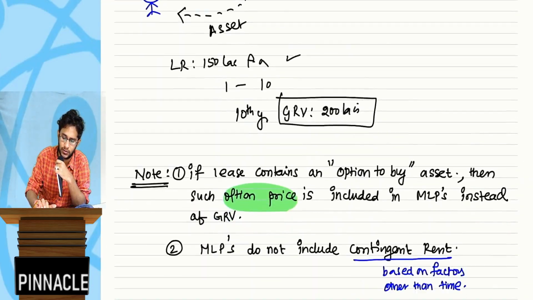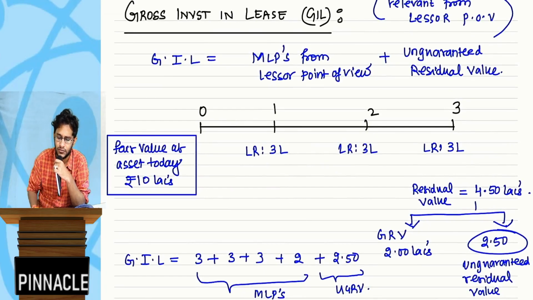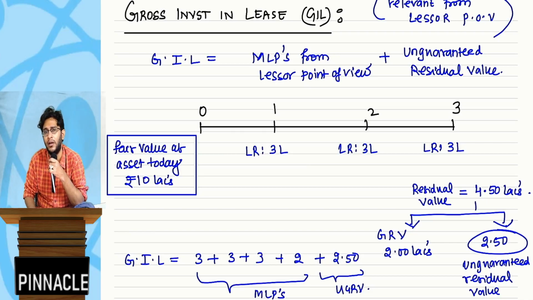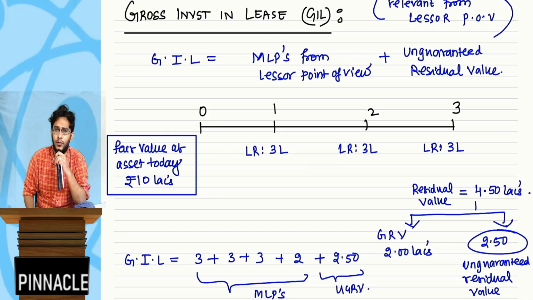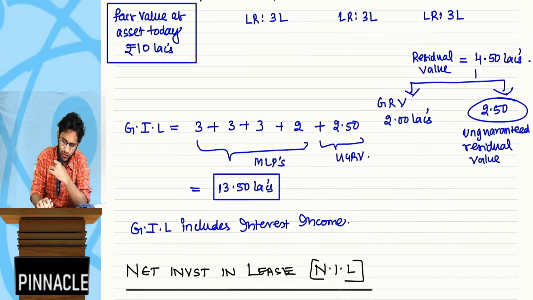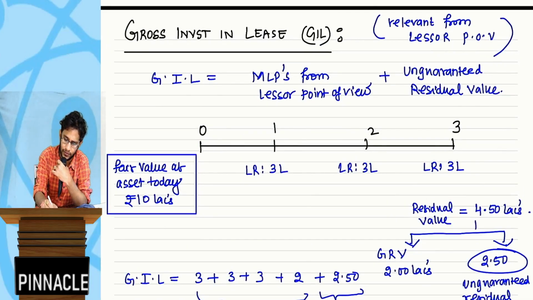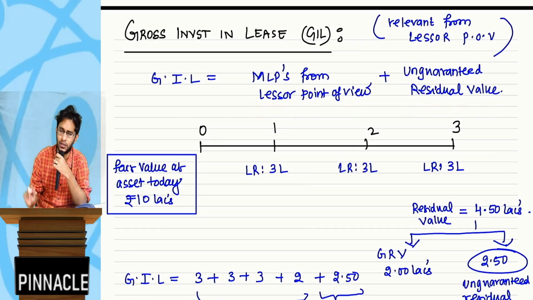Next we discussed one concept called GIL, gross investment in lease. GIL is defined from the lessor's point of view. GIL is nothing but, in the lease transaction, the total cash flows you get. MLPs are anyway cash inflow to the lessor. Apart from that, the unguaranteed residual value (UGRV) of the asset also has to be factored in here. So the formula will be MLPs from the lessor's point of view plus unguaranteed residual value.